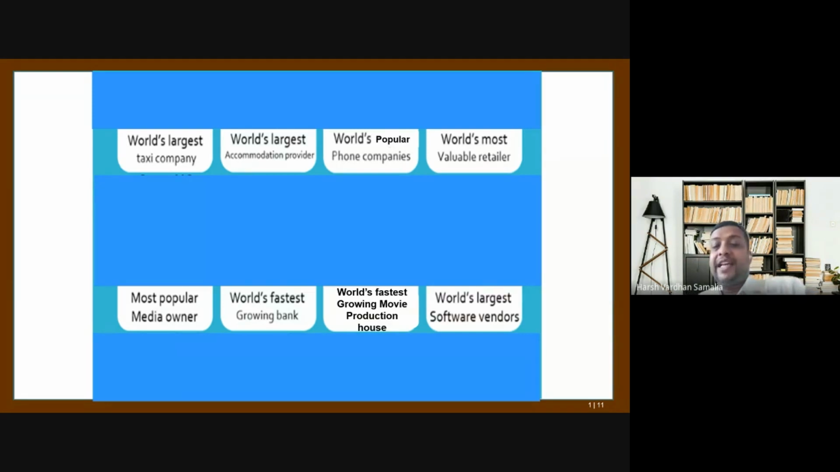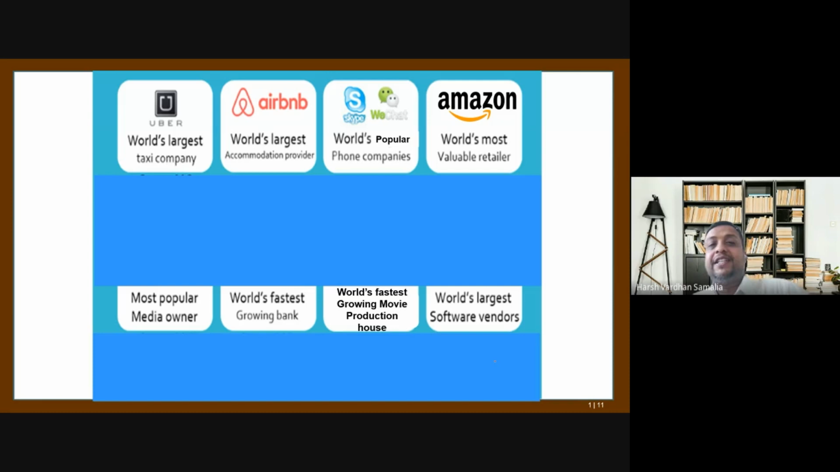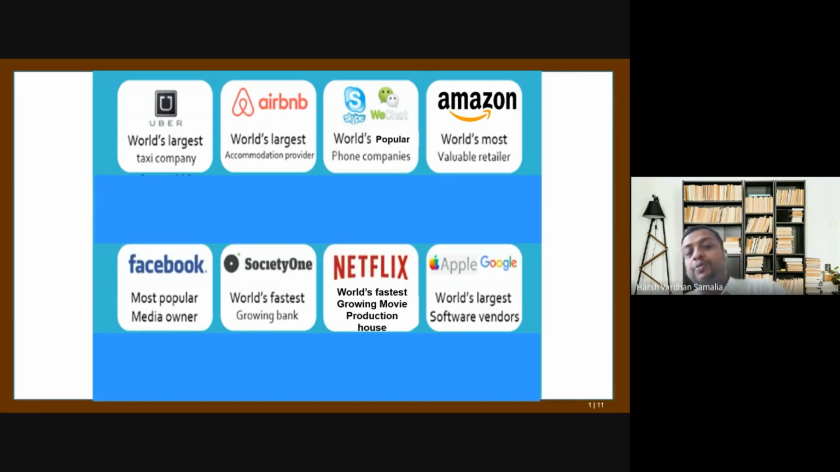The world's largest taxi company is Uber. The world's most valuable retailer is Amazon. And the world's largest accommodation provider is not Oyo, sir. Alok sir, I think you gave the answer as Oyo, but Oyo is modeled on one company. Yes, Alok sir is now correct. It's Airbnb, and the world's fastest growing movie production house is Netflix.